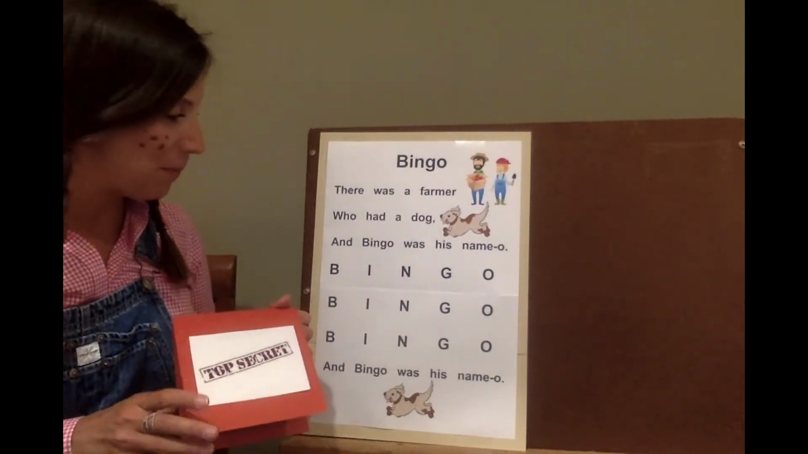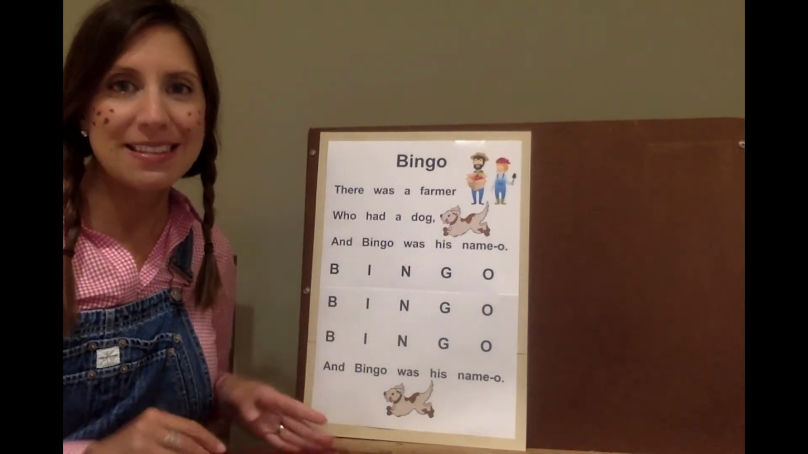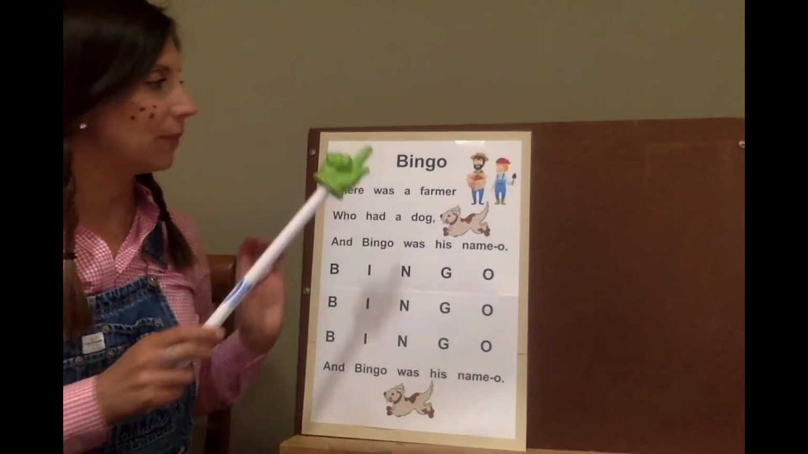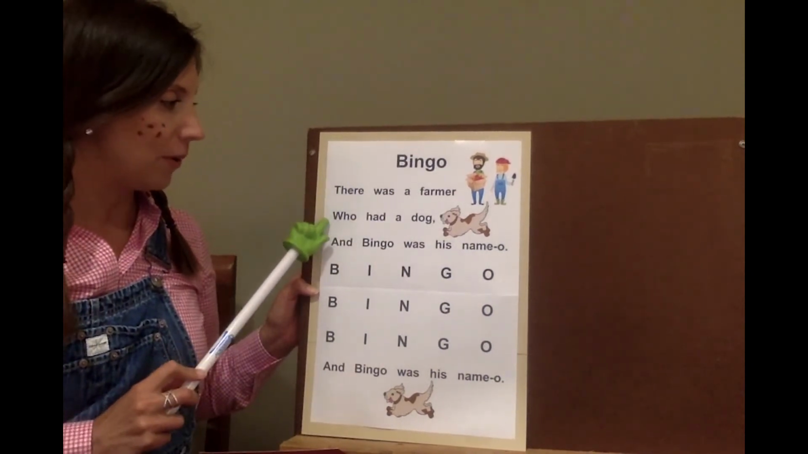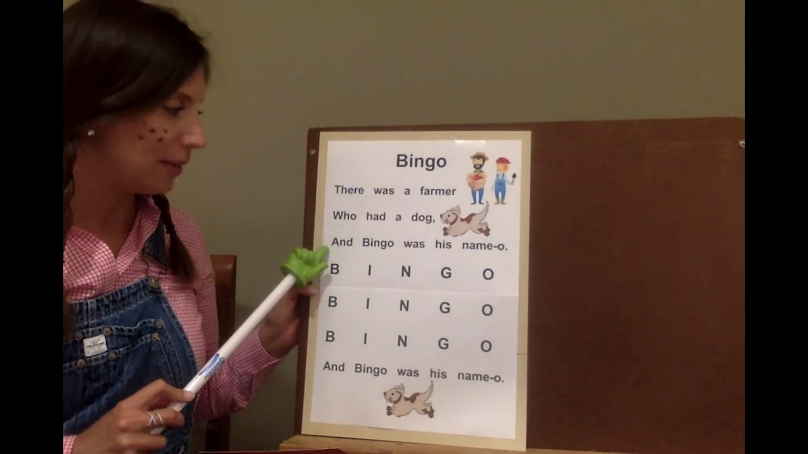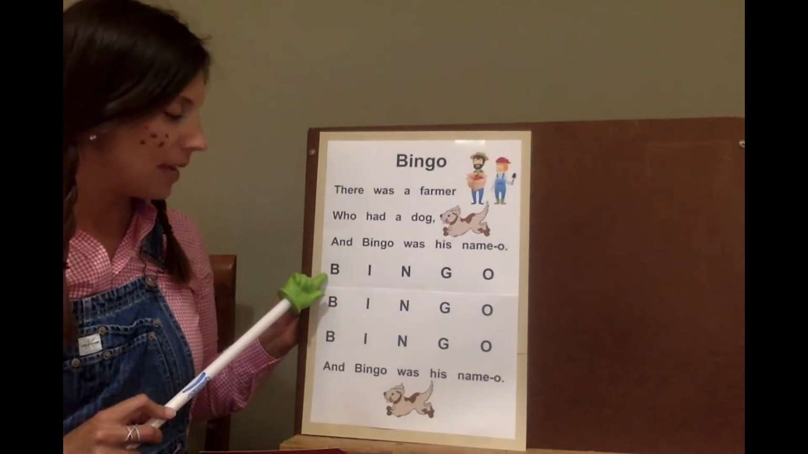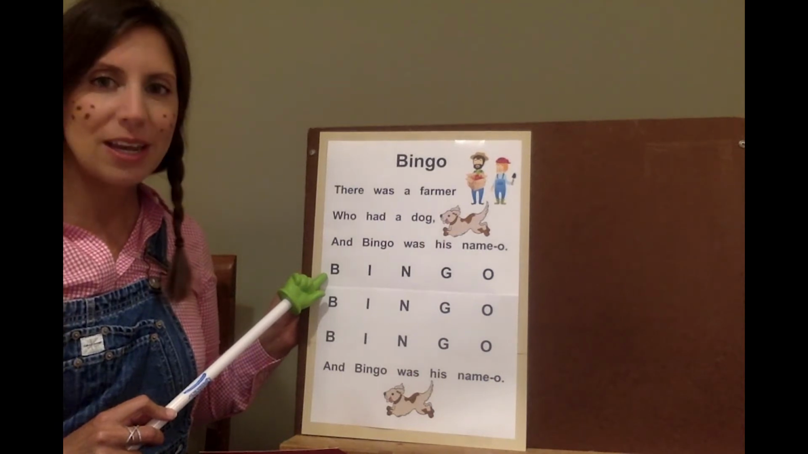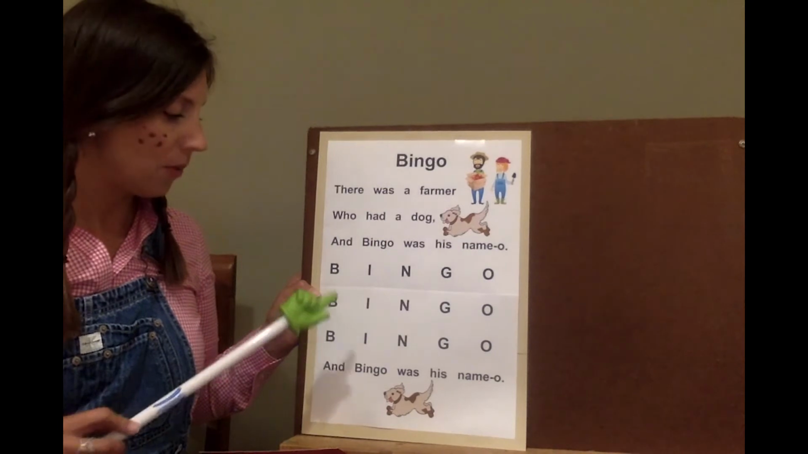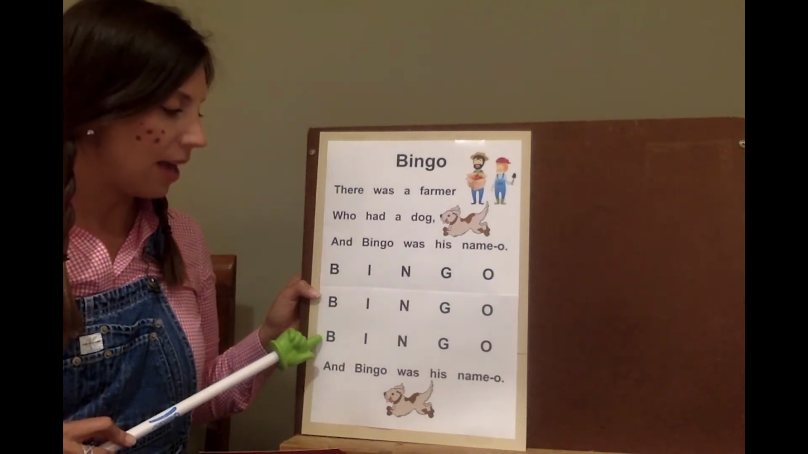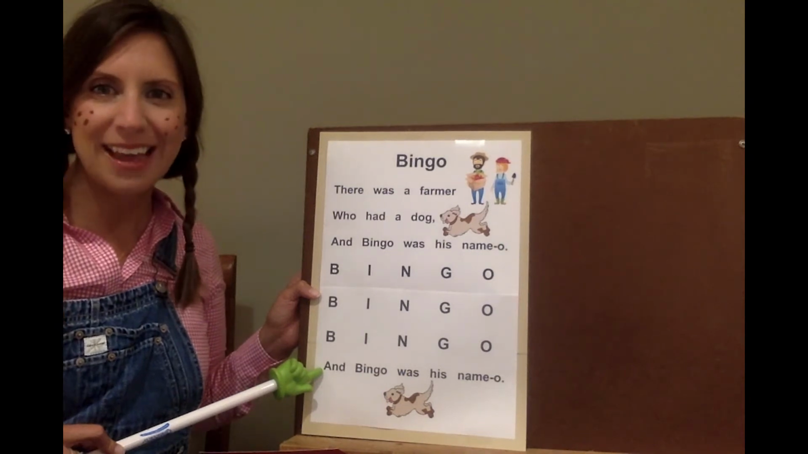Thanks for helping me. Let's read Bingo one more time. This time, let's say it like a song. Bingo. There was a farmer who had a dog, and Bingo was his name. B-I-N-G-O, B-I-N-G-O, B-I-N-G-O, and Bingo was his name.